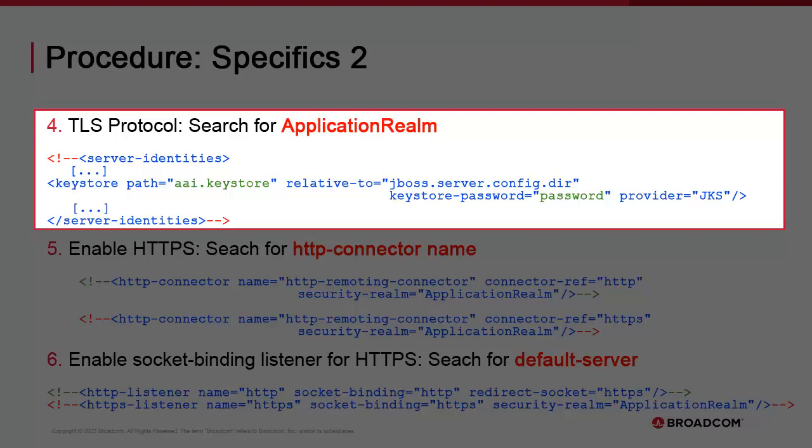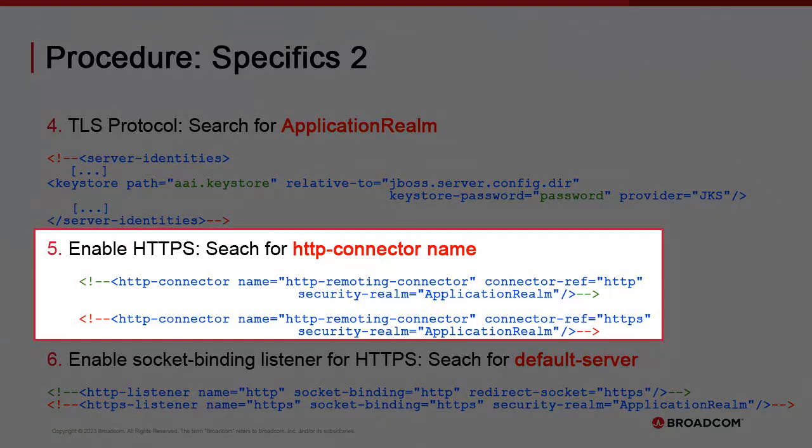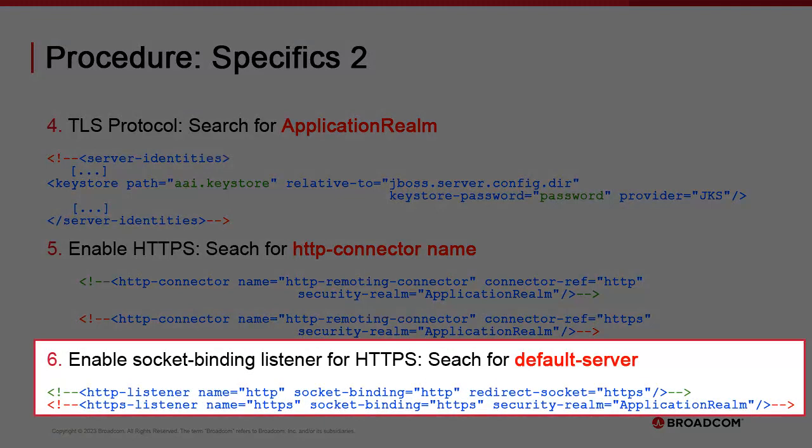Since standalone.xml is located in the same directory as the keystore file, we do not need a full path, but we do need the file name as well as the keystore passwords. Then we have to enable HTTPS. We look for HTTP-connector name. The default setup has the HTTP connector elements uncommented and HTTPS commented. We reverse it. Finally, we do the same for the socket binding listener. We look for default-server and repeat the exact same procedure as for the connector.